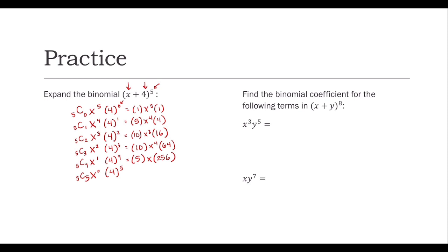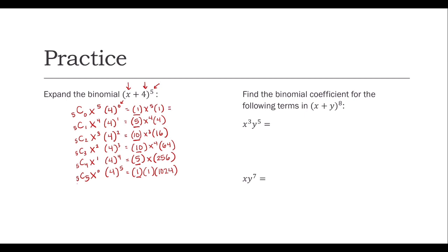And then finally we have 5 choose 5, which is 1, x to the 0, which is also going to be 1, and then 4 to the 5th, which is 1024. So if you notice the pattern here, it starts with 1, 5, 10, and then halfway through it'll flip and go back down to 1. So 10, 5, 1. So that'll happen with all of your combinations when you're going from 0 all the way to the same number as the combination.